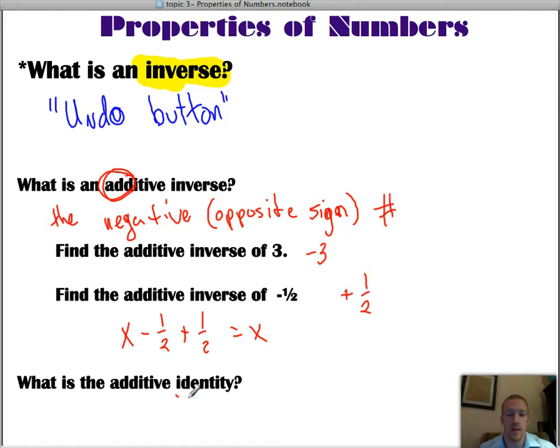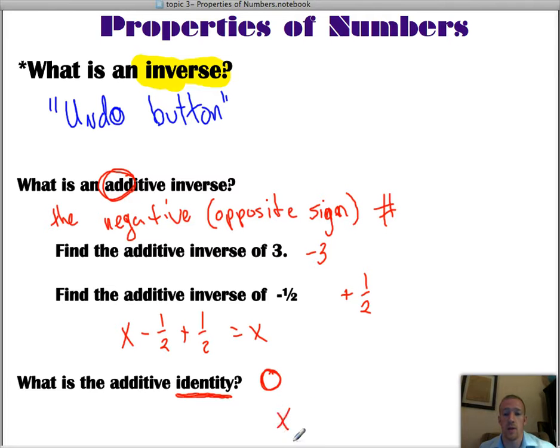So what's an identity? The identity is what you get when you compose two inverses. Now, I said the word compose because it depends on whether we're talking about addition, multiplication, division, or whatever. So under addition, if we add two inverses, what do we get? Well, -1/2 plus 1/2 equals 0. So the additive identity is 0.